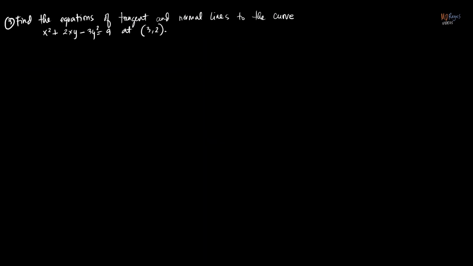Now, example number 3 involves an implicit function. So we'll just need to find, again, the equations of tangent and normal lines to the given curve at the point (3, 2). We just have to make sure that (3, 2) is on the curve, and it is in this case. So first we find y prime. Using implicit differentiation, we find y prime.